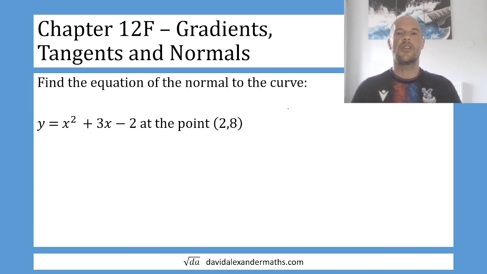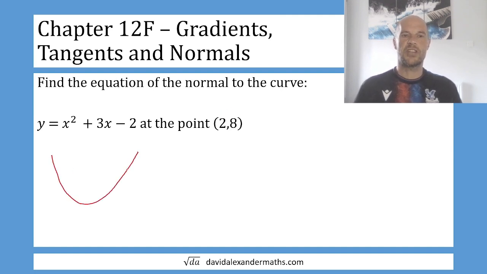Find the equation of the normal to the curve. So if you've not come across normals before, here is a curve. Now at a particular point we can put in a tangent, and at this particular point the gradient on the curve is the same as the gradient of the tangent that meets that particular point. So let's call this point P. The gradient at point P on this curve is the same as the gradient of the tangent.